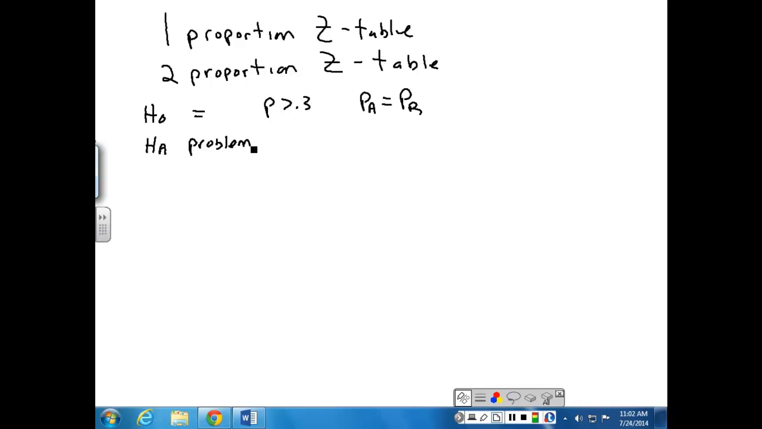So it might say, I'm sorry, I wrote that, I said it right. That should be an equal sign right there, sorry. So it might ask, for example, is the population proportion greater than 0.3? Of course, it could say less. Or it might ask in a two proportion, can we conclude that there is a difference between the two proportions?